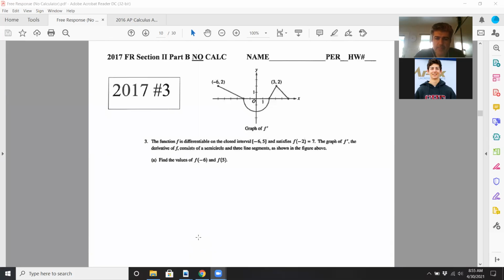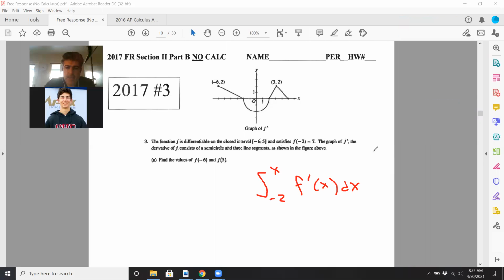Now they do give you f of -2 equals 7. So what you're going to probably want to wind up doing, just so you know, is set up an integral, just so you don't get confused. You're going to want to establish that and just say that equals f of x minus f of -2. That's going to help you tremendously with this problem. Because if you don't really see that, you're kind of hosed. I'll tell you right now.